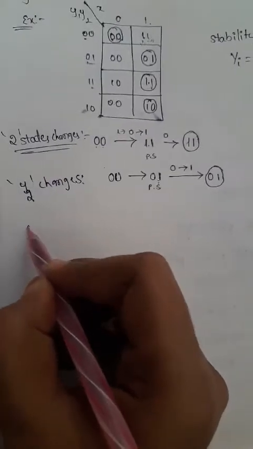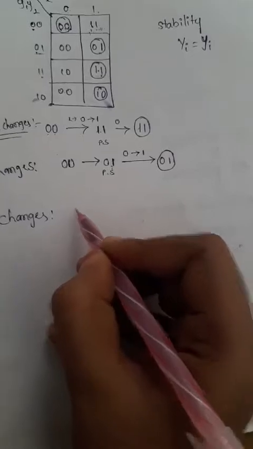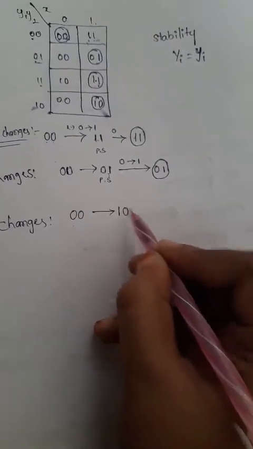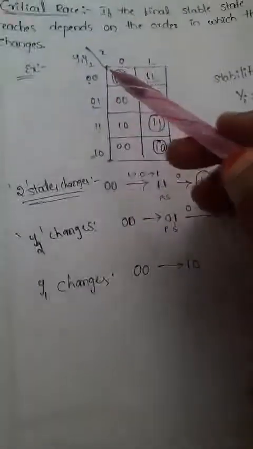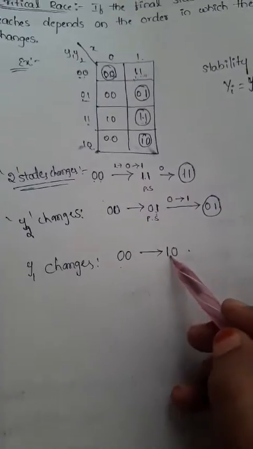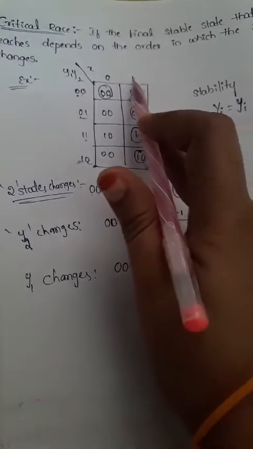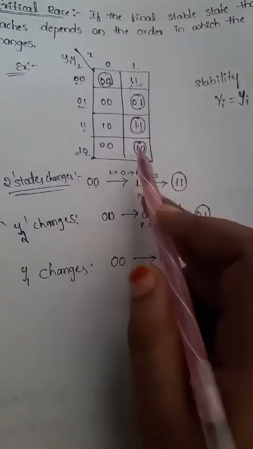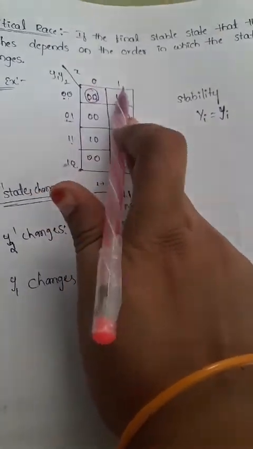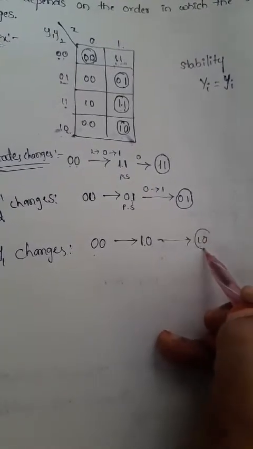Now come to the other possibility, if y1 changes first. That is nothing but 0 0. In that case y1 changes to 1 and y2 stays as it is. So the 0 0 state can jump directly to the 1 0 state, right? So we get 1 0. For this 1 0 state, whenever the input x changes from 0 to 1, which state is the stable state? We'll get the stable condition as again the 1 0 case.